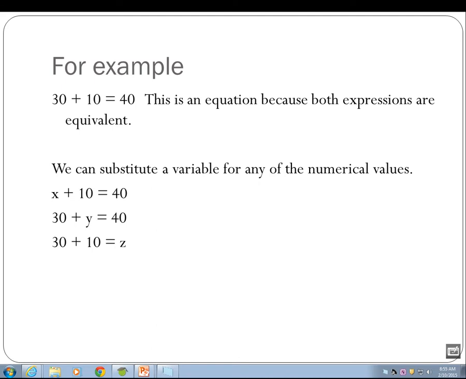Okay, we can substitute a variable for any numerical values as long as it stays true. You could have x plus 10 equals 40. You could have 30 plus y equals 40. And you could even have 30 plus 10 equals z. So here's the first grade version. And then here's the sixth grade version. See how just changing it a little bit is different? Wouldn't you be able to add 30 plus 10 in first grade? Okay? Yeah.